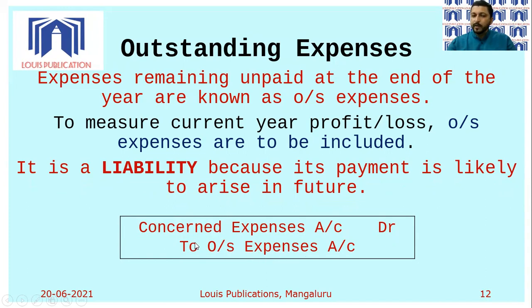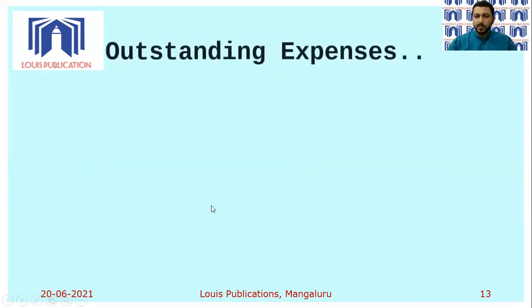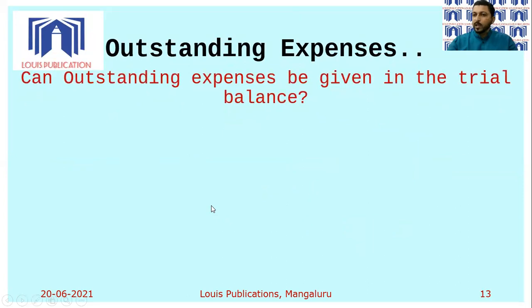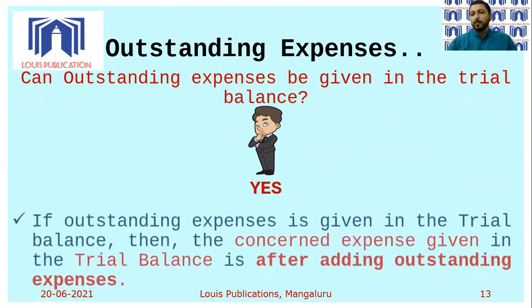So outstanding expenses is a liability. It will be credited. And concerned expenses value will increase. So concerned expenses account debited to outstanding expenses account. This is the adjusting entry that we have for outstanding expenses. Now, once again, a question: can outstanding expenses be given in the trial balance? So we need to think. Again, answer to this question is yes. Outstanding expenses can be given in the trial balance as well.